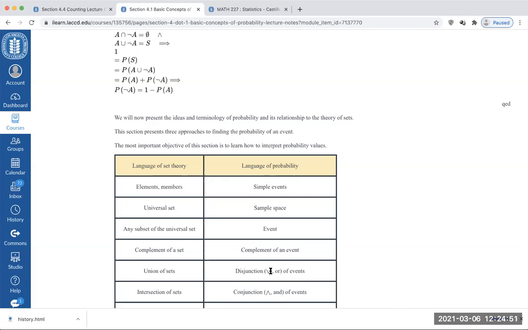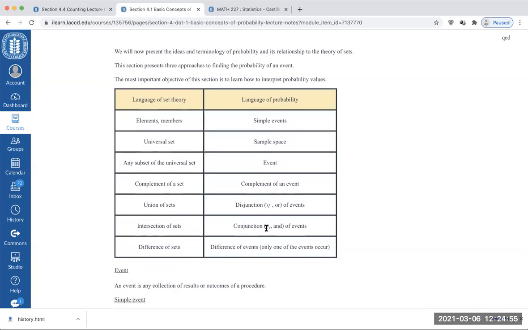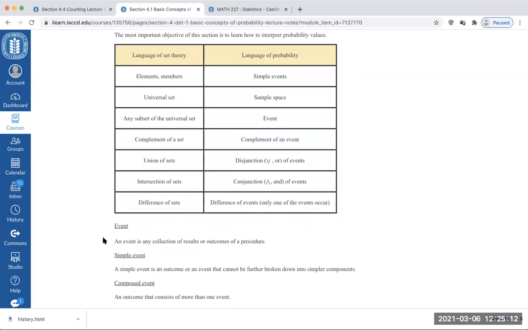So it's this symbol here, the or. Intersection of events is just the conjunction of events. It's the and of events. It's this symbol. Difference of sets is just the difference of events. So that's the correspondence between our language of set theory and our language of probability theory.